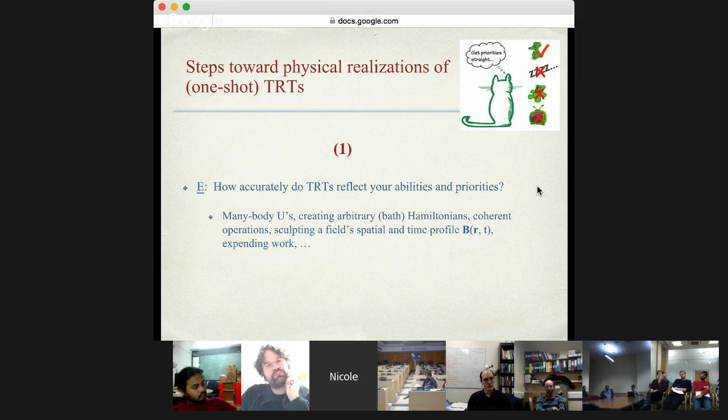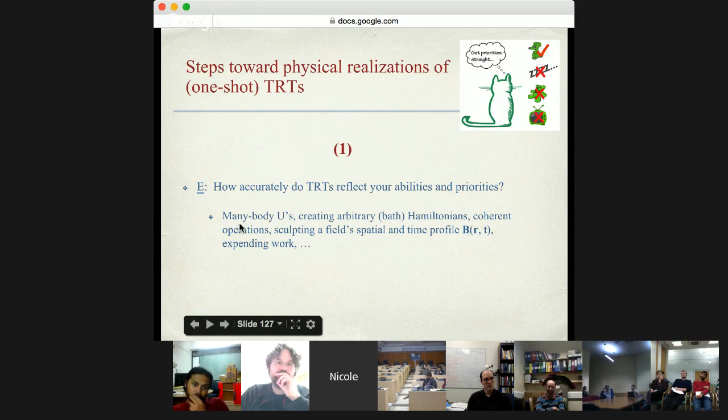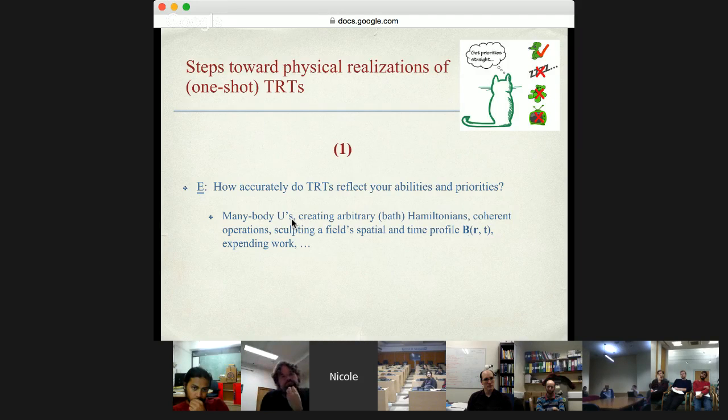I've talked with a few experimentalists who might have different priorities, even thermodynamic experimentalists. For instance, some people will say, you assume that the agent can perform any energy-conserving unitary. That's an awful lot of control. Some of these many-body unitaries are actually difficult to perform in a lab. I'll talk about baths a little bit later.